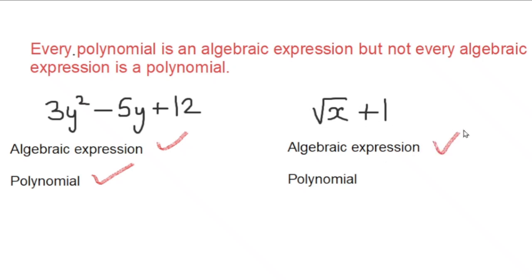It is an algebraic expression, but see here, the x is under a root: root x. Square root of x we can write as x raised to half. So the power of this x is half. So this is not a polynomial. So this root x plus 1 is not a polynomial.